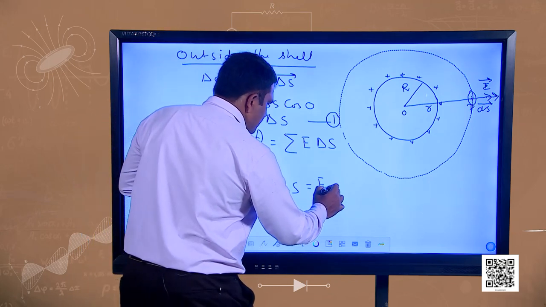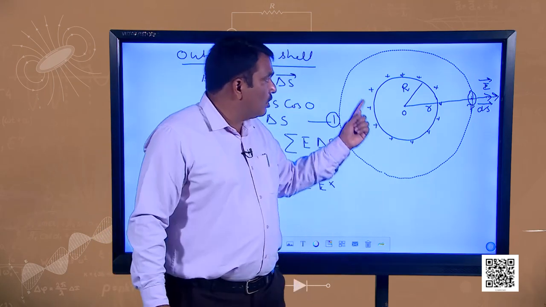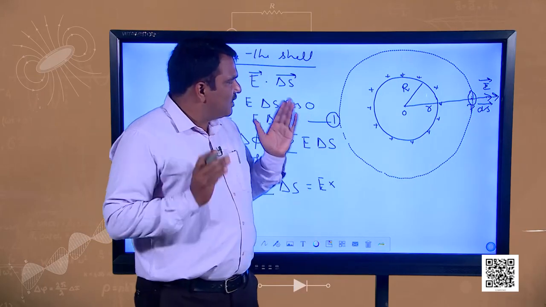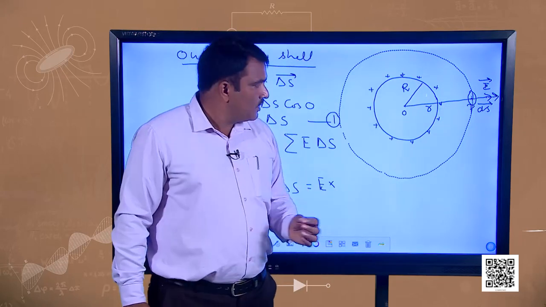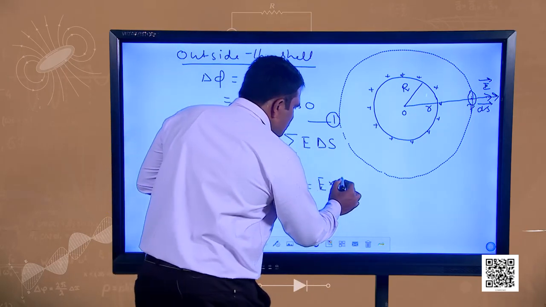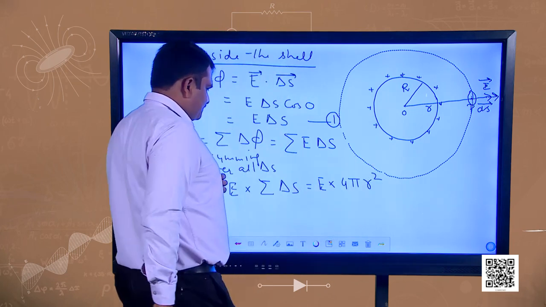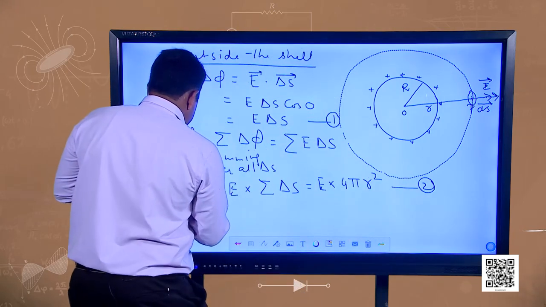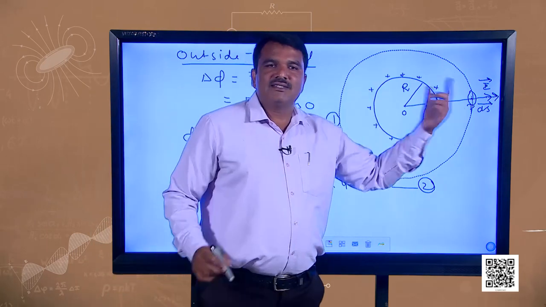And the sum of all the area elements that can be cut from the whole Gaussian surface will give us what? It will give us the total area of the Gaussian surface, which is a sphere of radius small r. And we know that the area of a sphere is 4 pi small r square. We can give it equation number 2. So it is the total flux passing through the Gaussian surface.